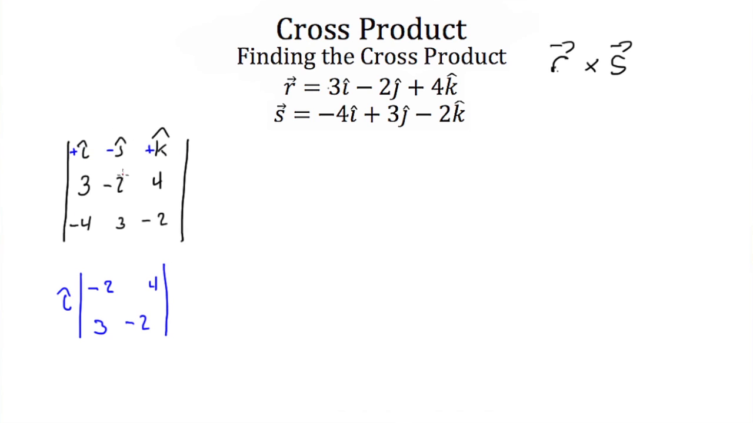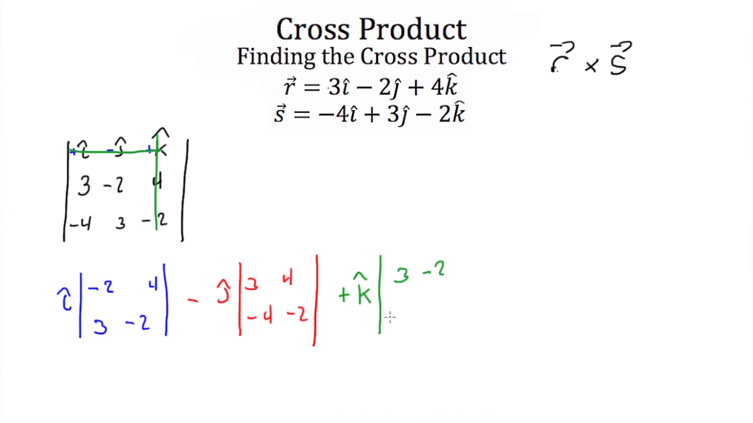Then I take this negative j and multiply it by whatever's left after I ignore everything next to it and below it. So the matrix 3, 4, negative 4, negative 2. Then I go to my positive k and multiply that by everything that's left when I ignore everything below it and to the left of it. So the matrix 3, minus 2, negative 4, and 3.